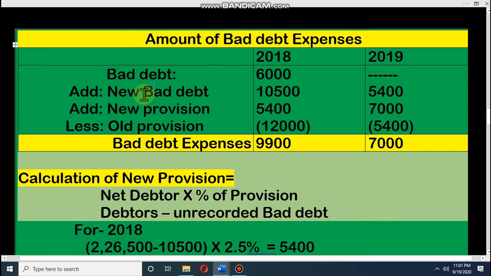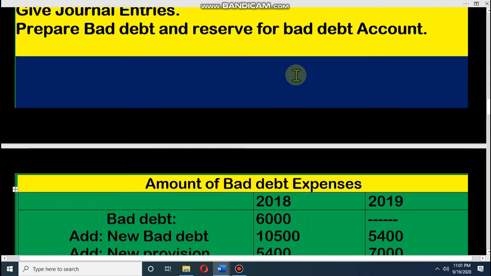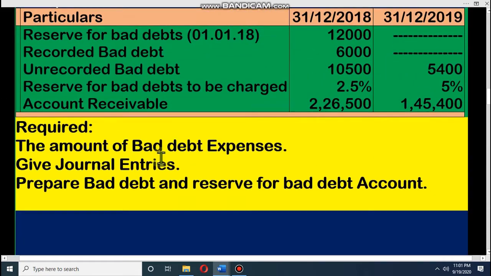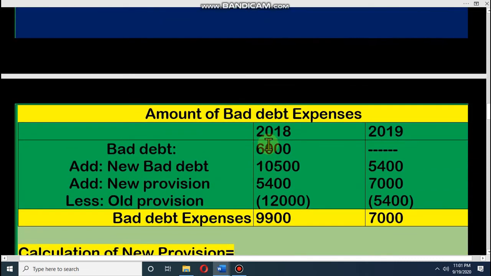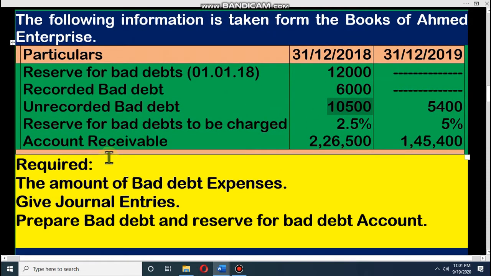Dear student, bad debt for 2018 is 6000. Look, if you learn the formula then it is easy. Recorded bad debt, that means old bad debt, is 6000. Then unrecorded bad debt, this is new bad debt, is 10500. Then new provision, that means we need to calculate the new provision. The new provision, reserve for bad debt, is 2.5%, that means we have to calculate the reserve for bad debt.